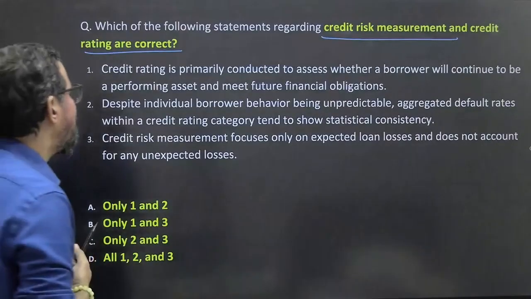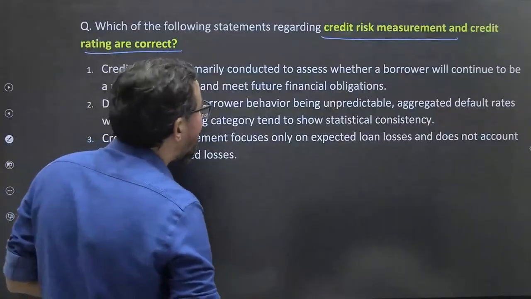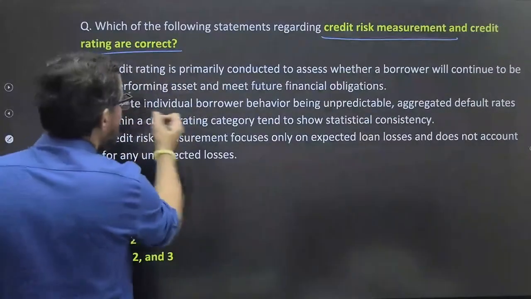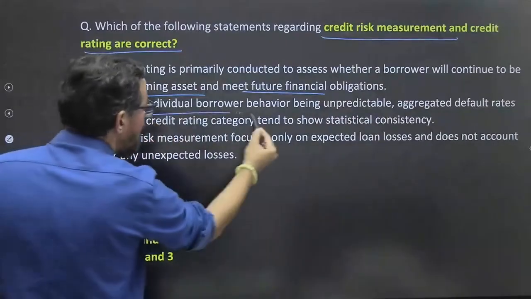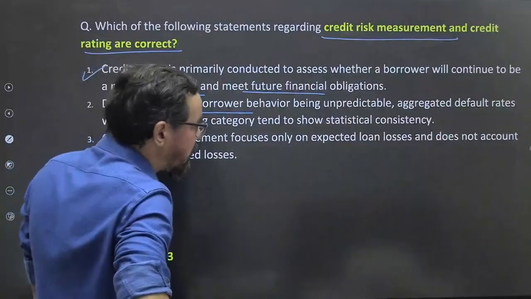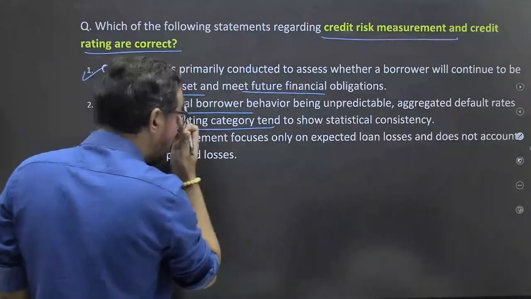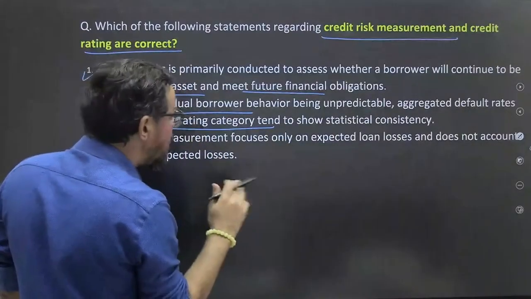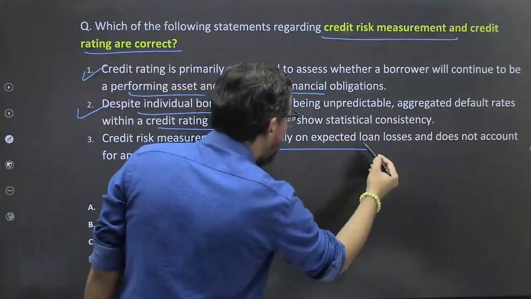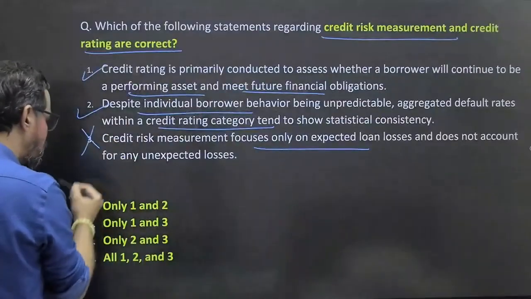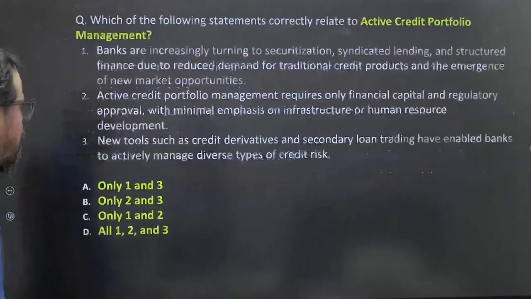So credit rating is primarily conducted to assess whether a borrower will continue to be performing assets and meet future financial obligations. Despite individual borrower behavior being unpredictable, aggregated default rate within a credit rating agency category tend to show statistical consistency. True. Credit risk measurement focus only on expected, no, expected and unexpected both. So option A will be right answer for this particular one. Very simple question. Next one.